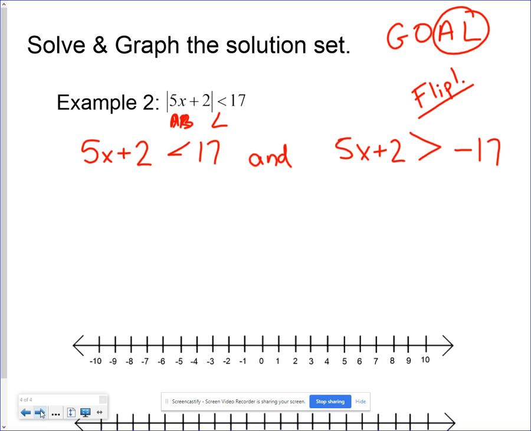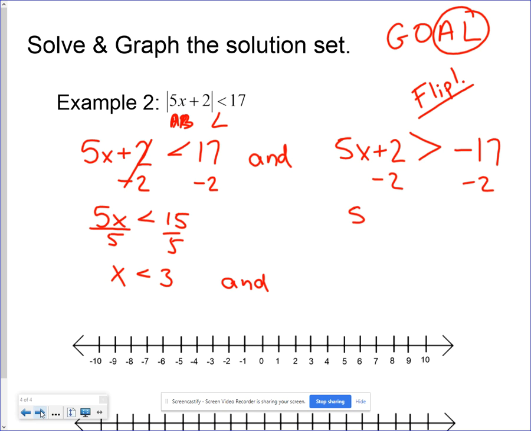So let's solve these two inequalities. So subtract 2, we get 5x is less than 15. Divide by 5, we get x is less than 3. And let's go over here and solve this one. Minus 2, 5x is greater than negative 19. Divide by 5. So we get x is greater than negative 3 and 4/5. Here's our solution.